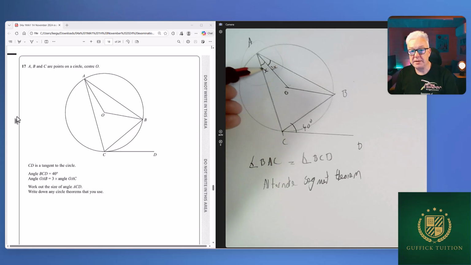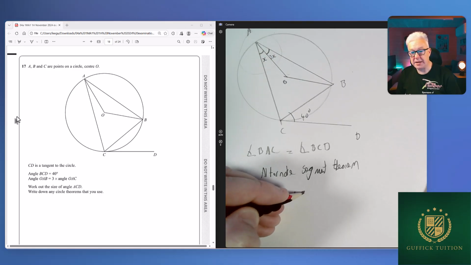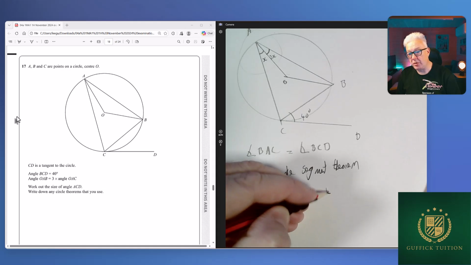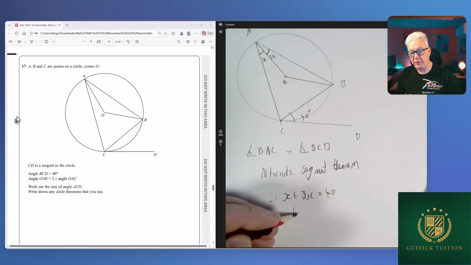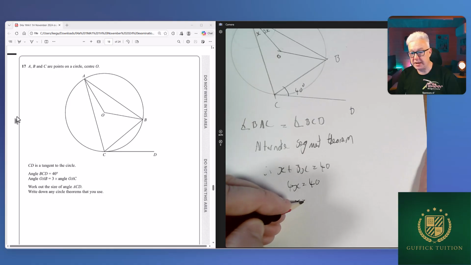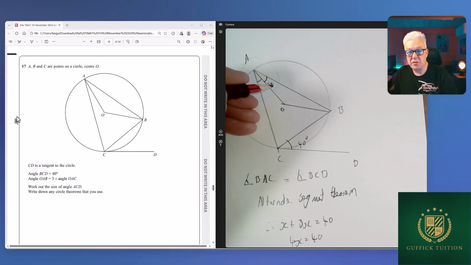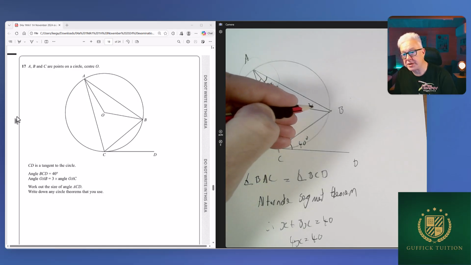Now, that means that x add 3x has to equal 40. So 4x has to equal 40, so x has to equal 10. Right, now that's really useful. So that means we now know that this is 30 degrees. This is also 30 degrees.